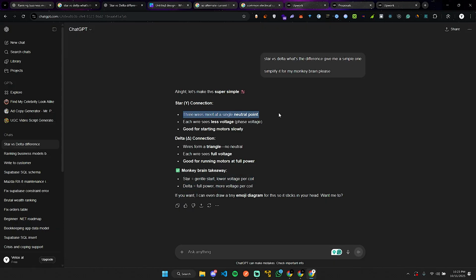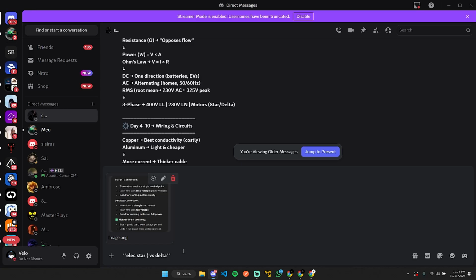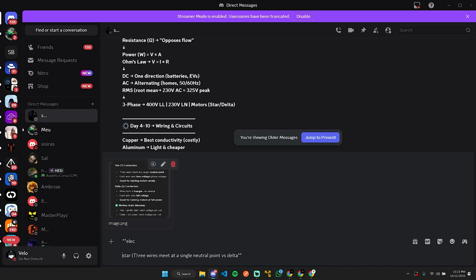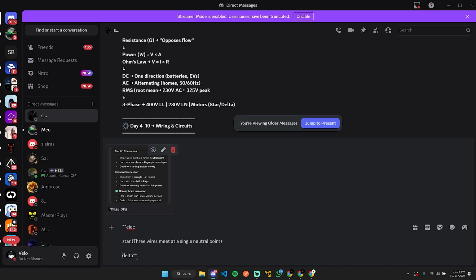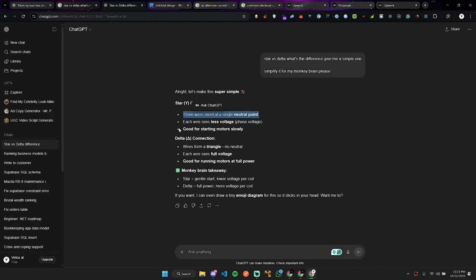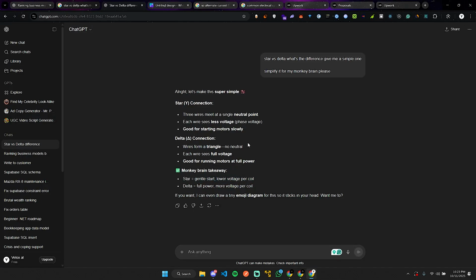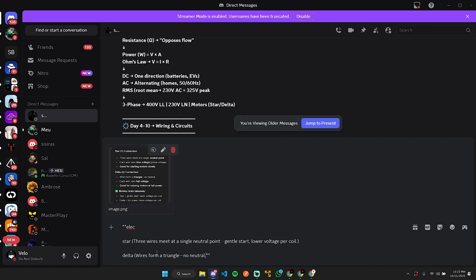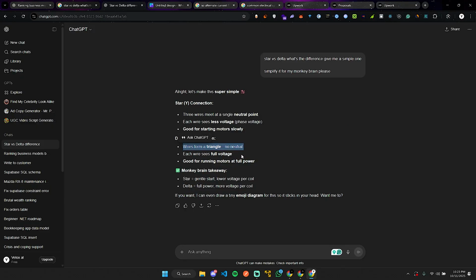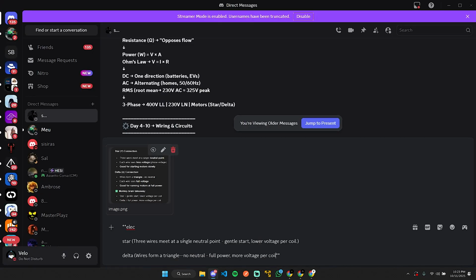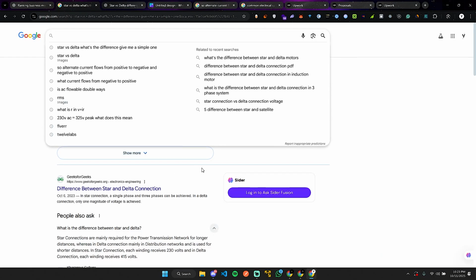Okay, so these three wires meet at a single neutral point, right? And then I have this, and then we'll be like delta, which is different. So let's say, for example, there is a gentle start, lower voltage per coil. We'll do delta, which is wires form a triangle, no neutral, and each wire sees full power, good for running motors at full power. Okay, so we'll just do this real quick. Let me grab an example as well. Star versus delta.